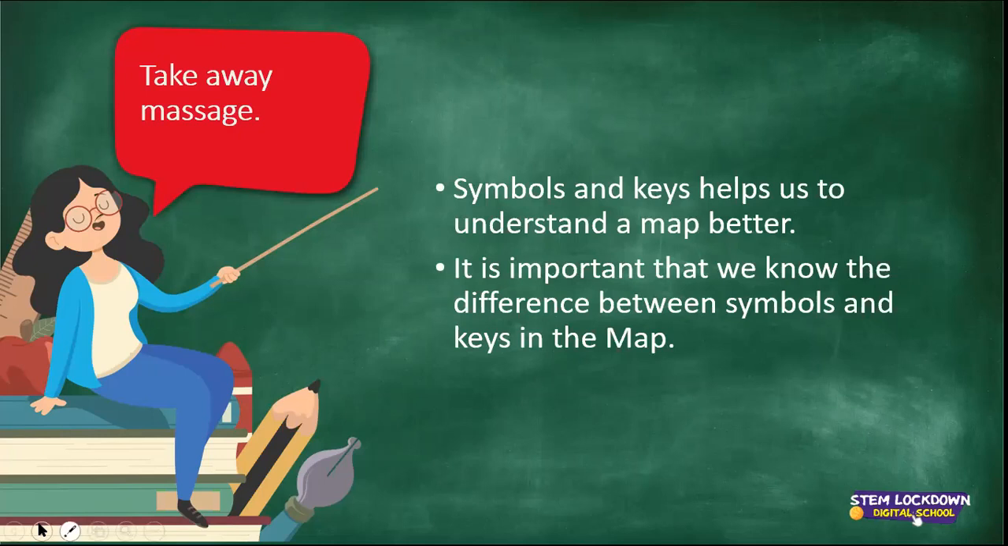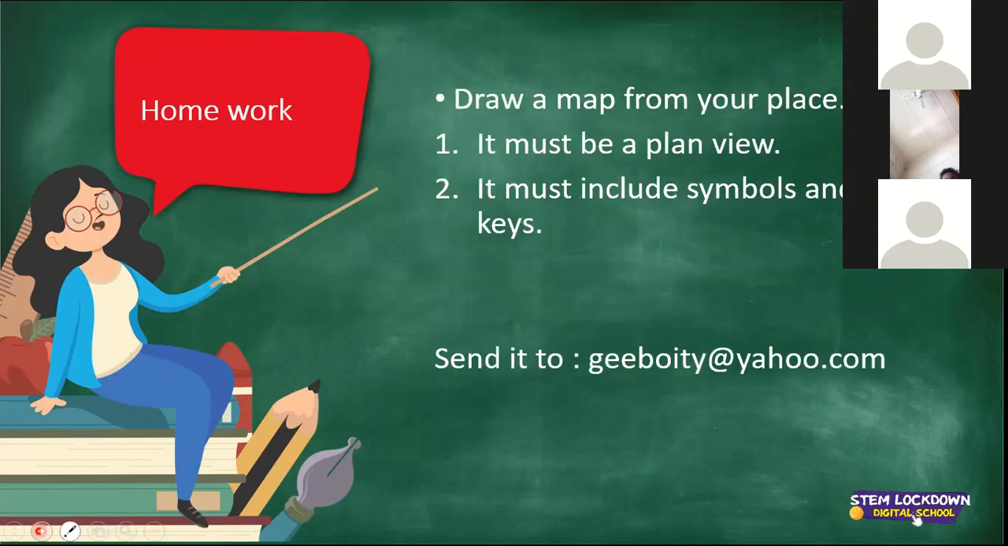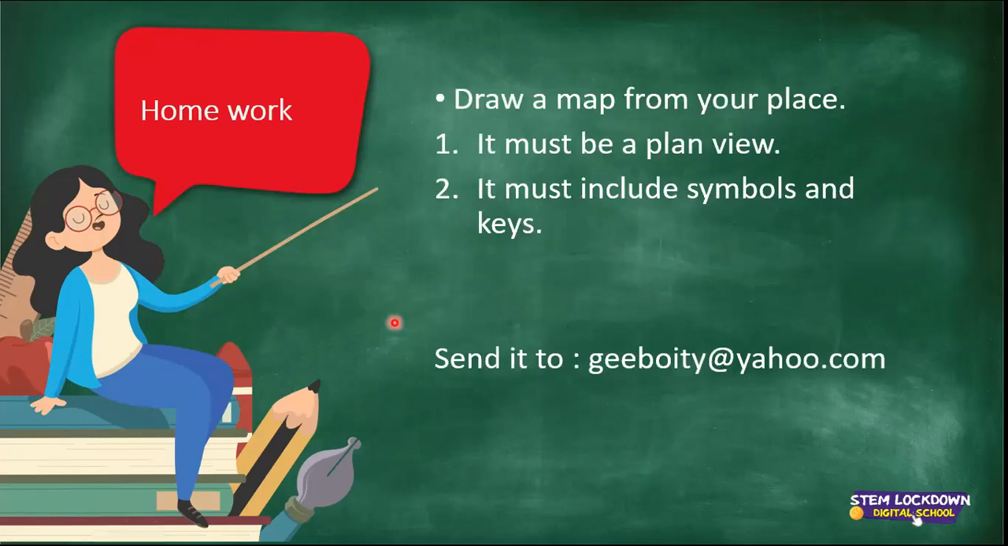So guys, your homework for tomorrow is to draw a map of the place where you live, your place around. It must be a plan view, a view from the top. It must include symbols and keys. I want to be able to identify where you are staying by just looking at the map. Are we clear?